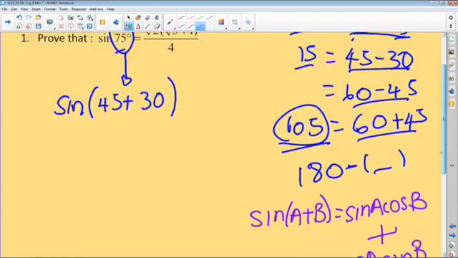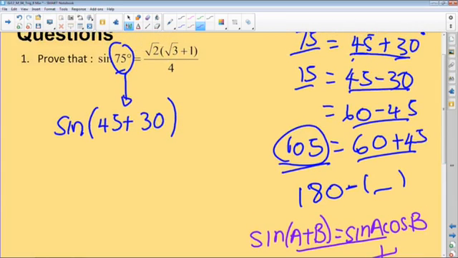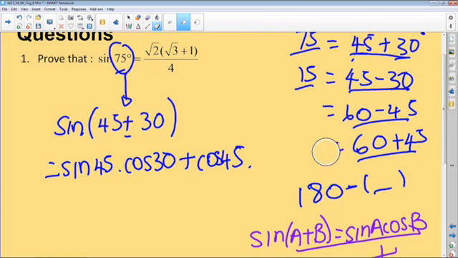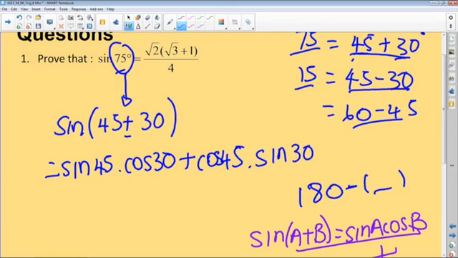So I can take sine of 45 plus 30, apply that identity to the compound angle, and see that my expansion is going to be sine of the first angle, so sine of 45, times cos of the second angle, so cos of 30, plus, we keep the sign the same, cos of the first angle, so cos 45, times sine of 30. All right. So we've got that. I've just used my identity and I've now expanded the formula.